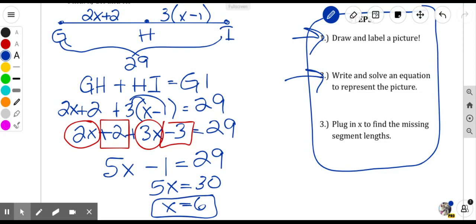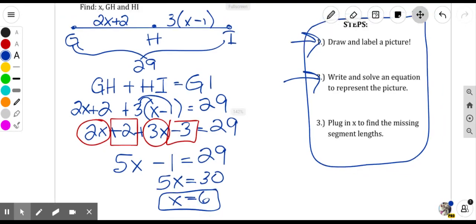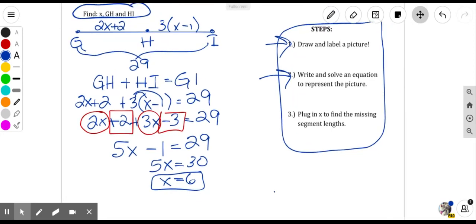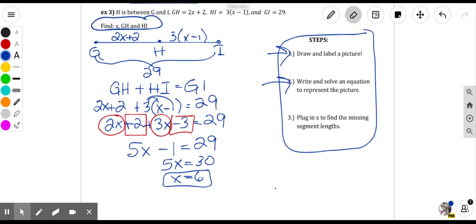Step 3 says plug in x to find the missing segment lengths. And so what I mean by that is if you take a look at the directions, it said find x, the measure of GH, and the measure of HI. So I'm going to do that down here. Zoom out a little bit so I can see it all. So GH, if you look up here, is 2x plus 2.